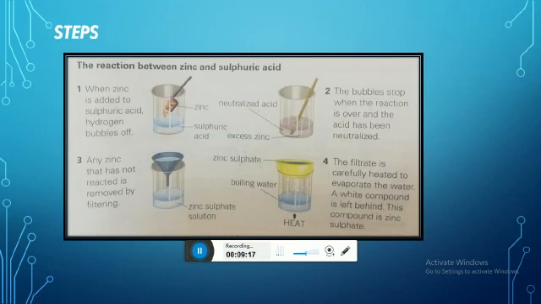And how can we do this reaction? Again, put a small amount of zinc metal into the sulfuric acid, then hydrogen gas will be released. When the bubbles of hydrogen gas stop, it means the reaction is over and the acid has been neutralized. The excess zinc will be at the bottom. Any zinc that has not reacted is removed by filtration. Then the filtrate is carefully heated to evaporate the water, and the white compound that is left behind is zinc sulfate.